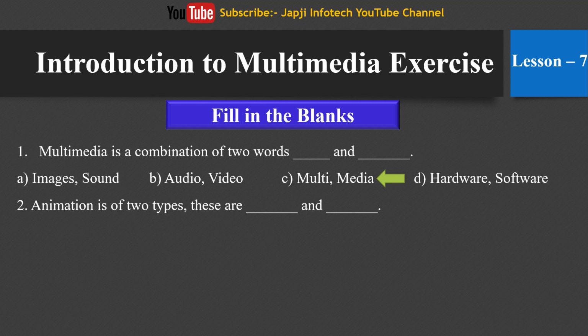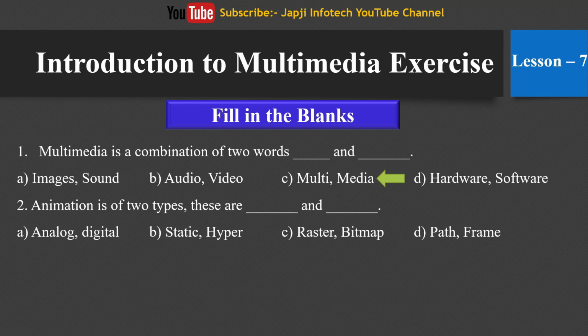And the second one is: animation is of two types. These are ___ and ___, and their options are analog, digital, static, hyper, raster, bitmap, path, frame. So the right answer is: animation is of two types. These are path and frame.